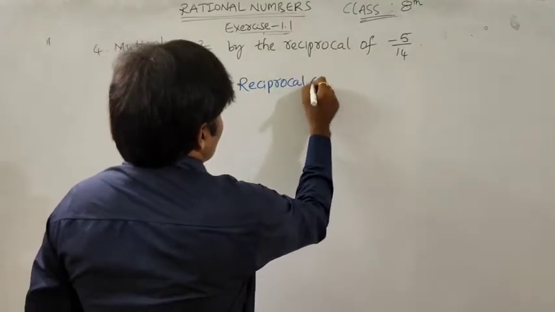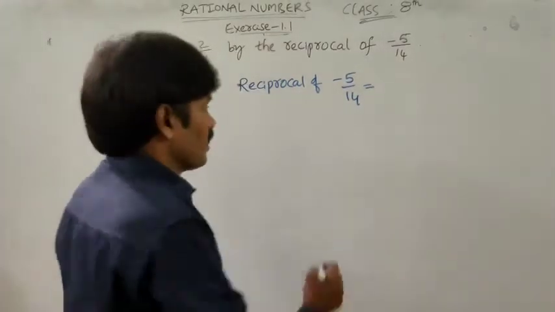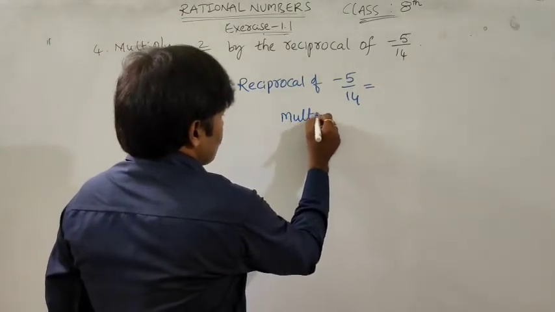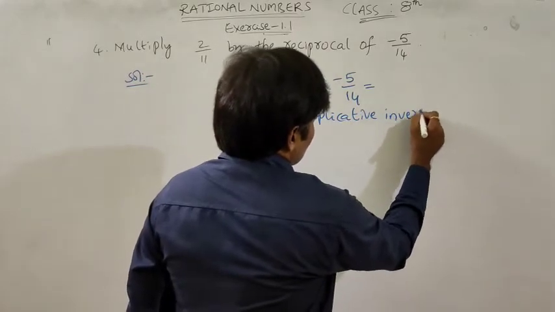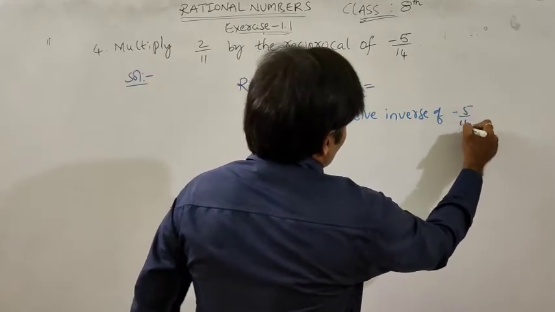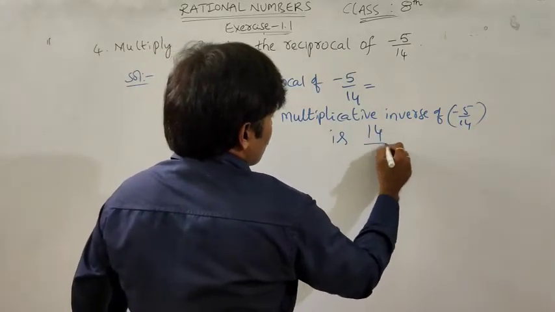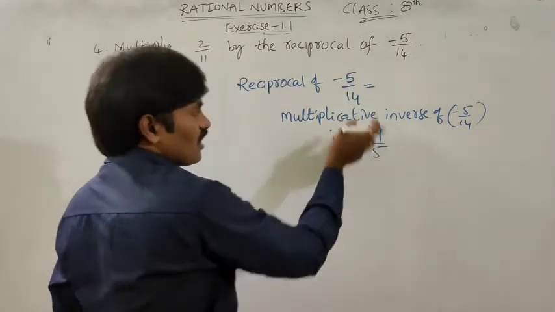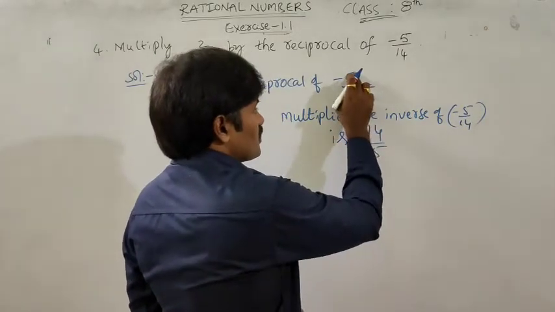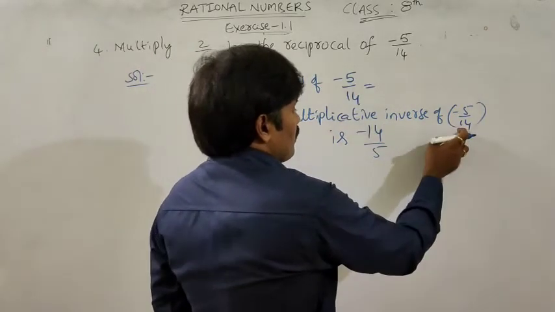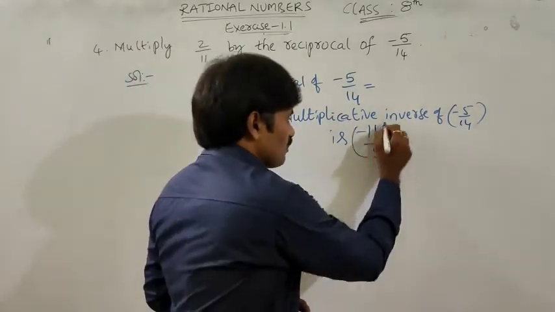Reciprocal of minus 5 by 14 is nothing but the multiplicative inverse of minus 5 by 14. So what is the multiplicative inverse of minus 5 by 14? It is 14 by 5, with no change in the sign, only changing numerator to denominator and denominator to numerator. Here 5 is the numerator, change it to denominator. The denominator is 14, so change it to numerator. No change in the sign, as it is. So minus 14 by 5 is the answer.